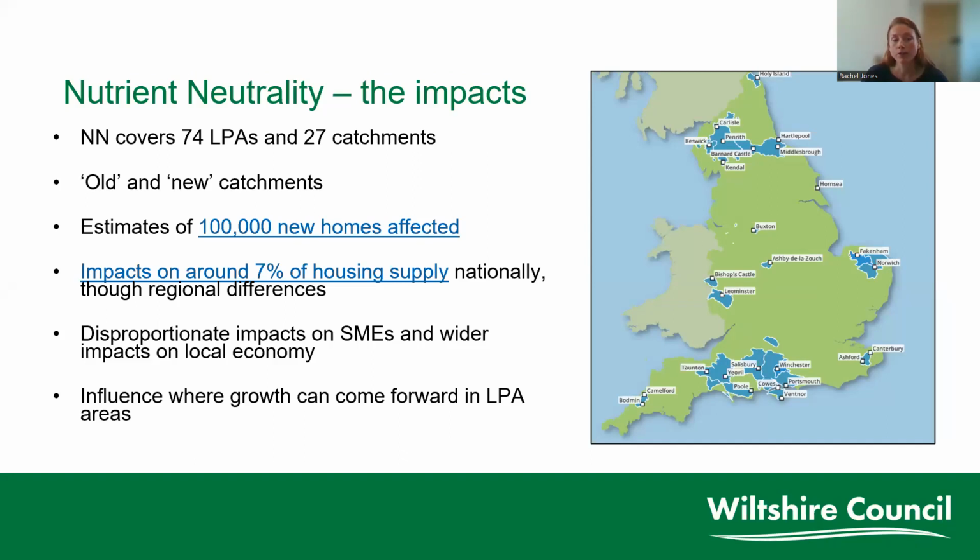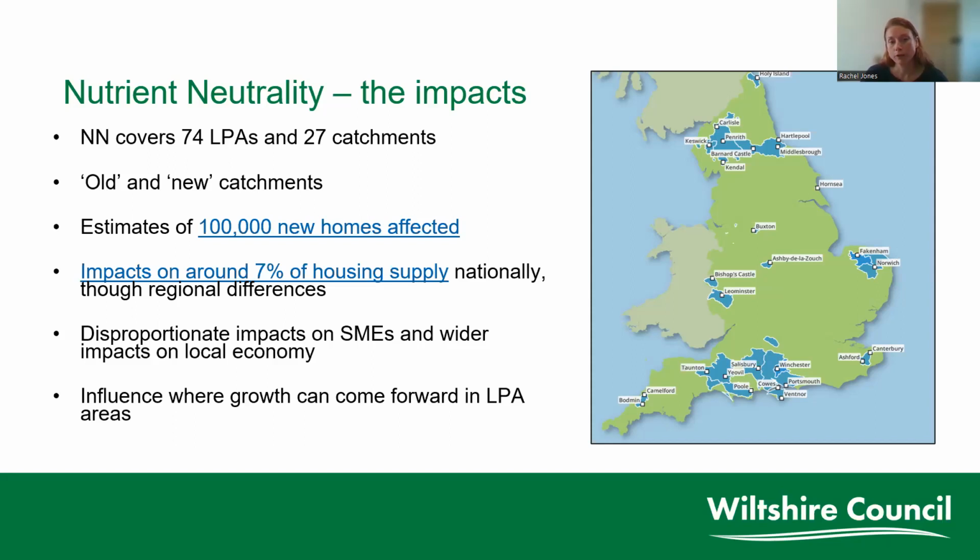The House Building Federation has done some work on the amount of homes that are affected, and they've estimated that it's around 100,000 new homes. The Local Government Association did a bit of work on the amount of housing supply that has been affected, and nationally it's believed to be around 7%. But there are regional differences because with the different 27 catchments, some are very rural with limited growth coming forward. Others are in areas where there's significant growth and a significant amount of houses are impacted.